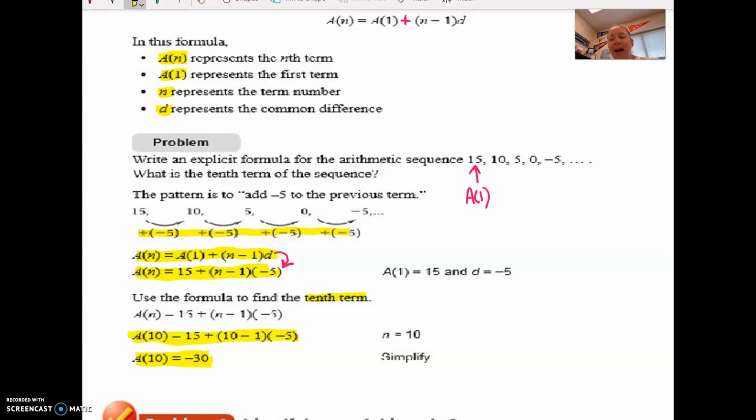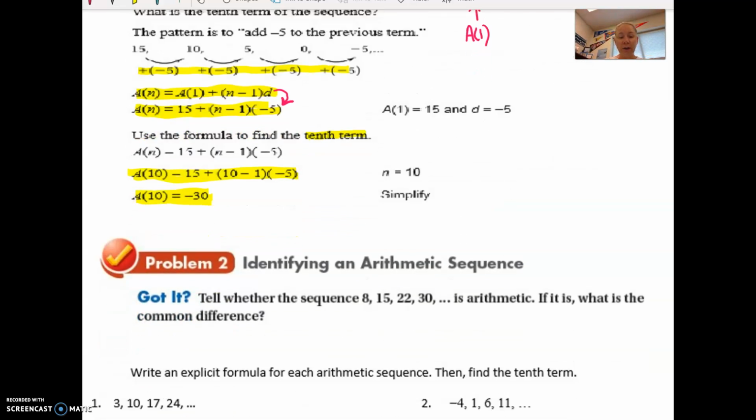So we did not have to just write out the problem through 10 terms. We can just use the formula. But it only works in these kinds of cases. So don't think you can use this formula on every single pattern you see, because that's not going to work.